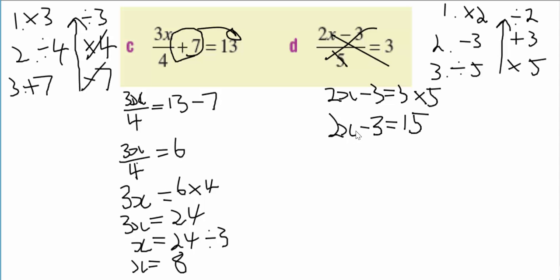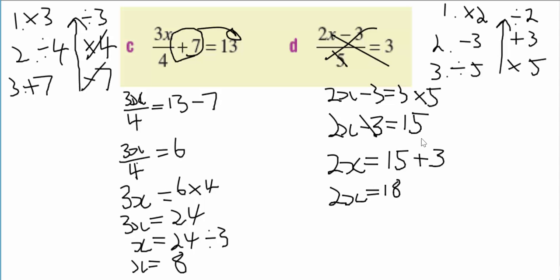Next thing I'm going to do is add the 3. So the 3 is now going to be gone over here, so I'm left with 2x equals 15 plus 3. So I've moved the 3 from the left side to the right side. It's minusing on that side, so it's got a plus on this side. So 2x equals 18.